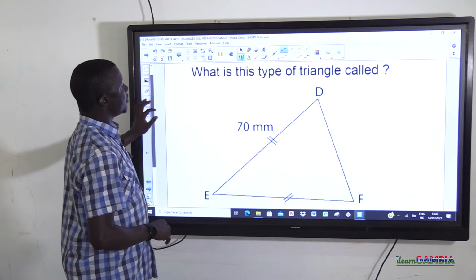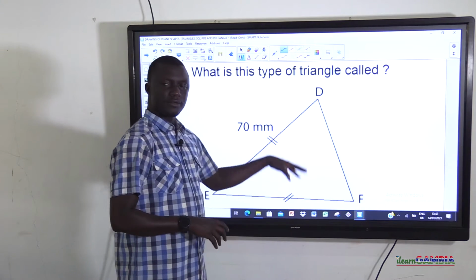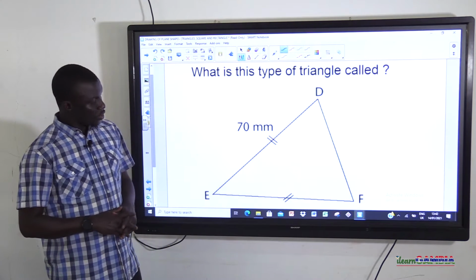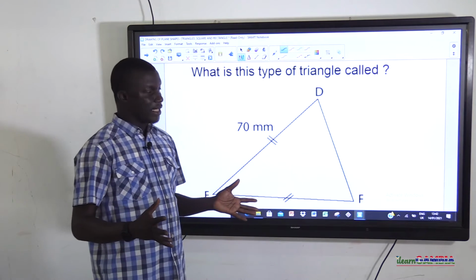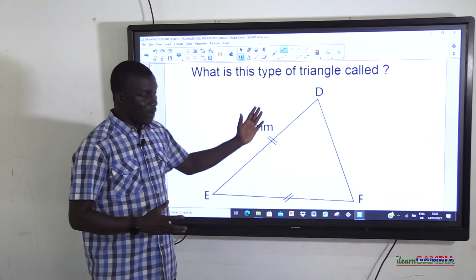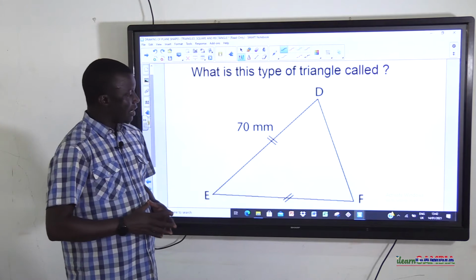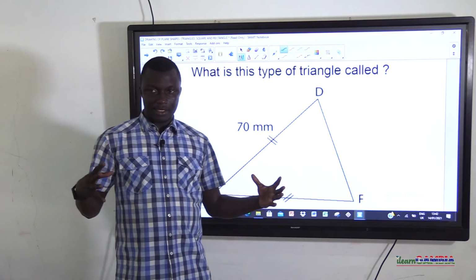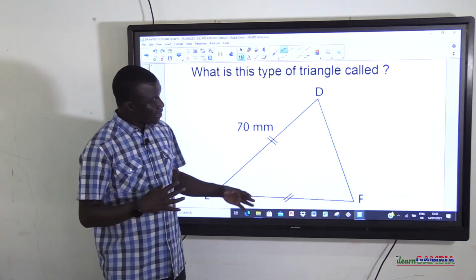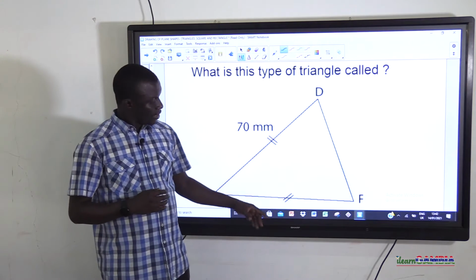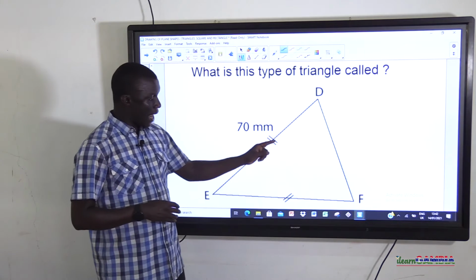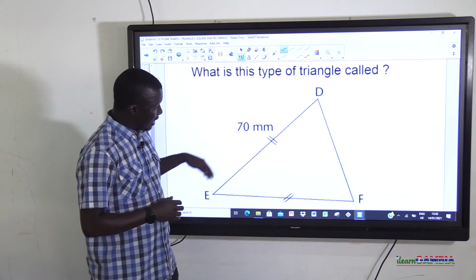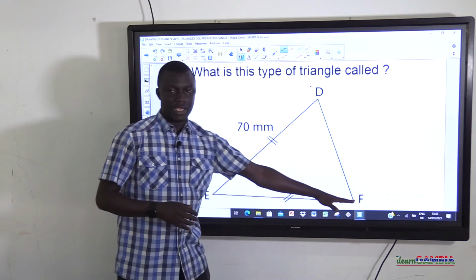Now we have a question here. What is this type of triangle called? As we discussed before, first let's study this triangle and see. You can see two of the sides are identically marked. Why are these two sides identically marked? Because they are equal in length. So long as they are equal in length, they should be marked identically. As you can see in the figure here, they are marked with two lines or two arcs. So that indicates that side ED is also equal to EF.